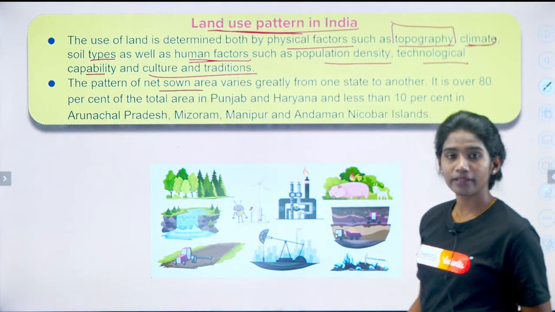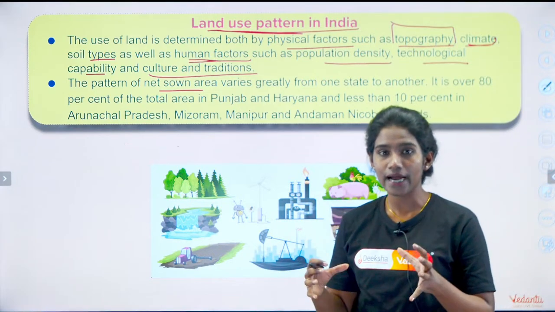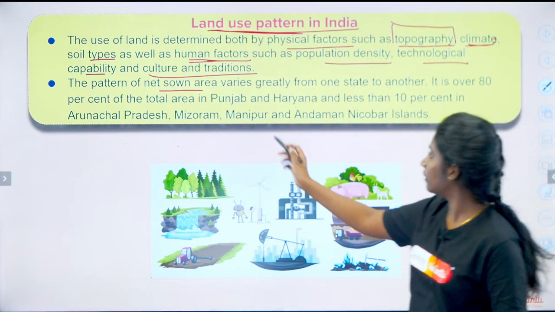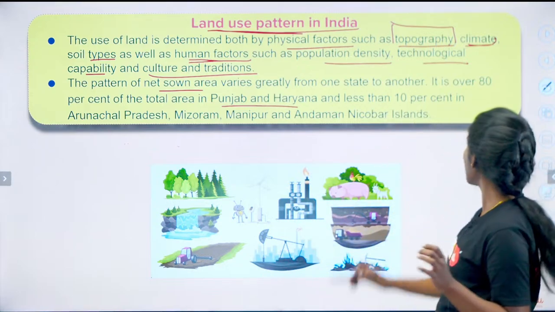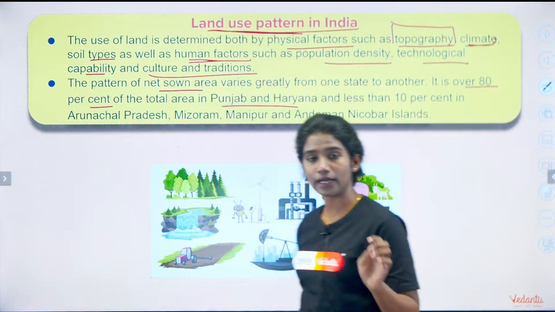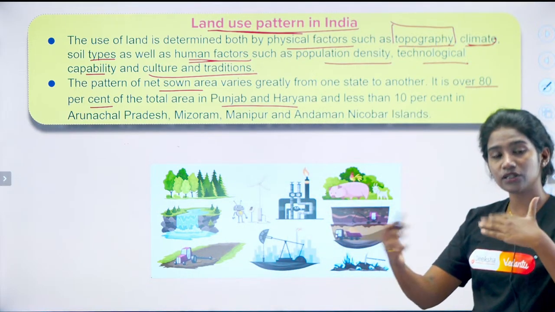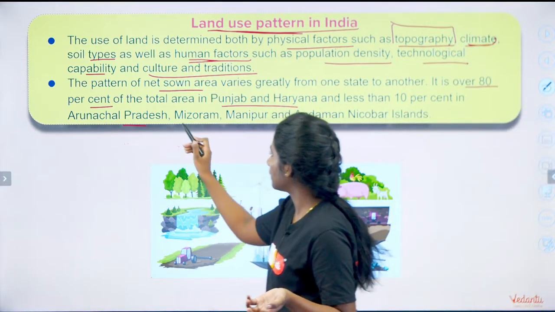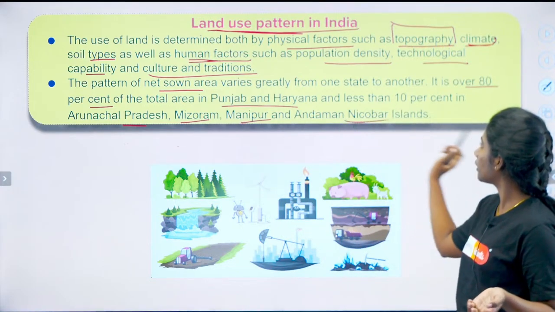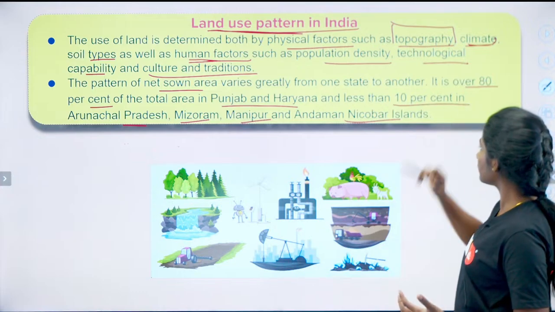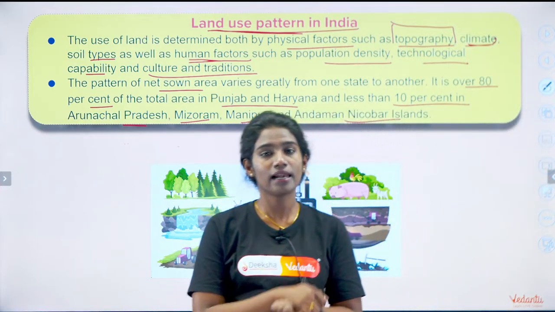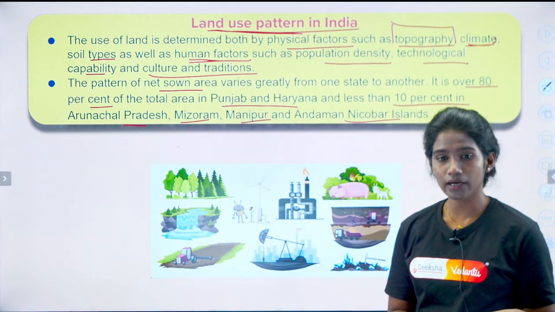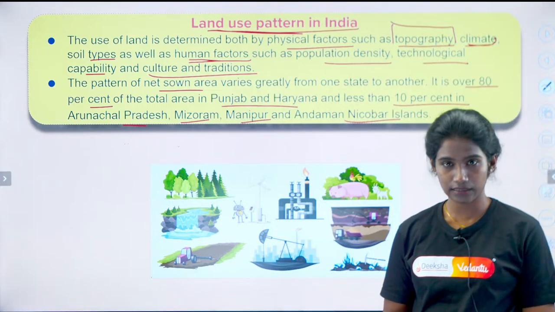When they compared the net sown area of each state in our nation, they found that the net sown area in Punjab and Haryana was very high, over 80%. Whereas in the northeastern states like Arunachal Pradesh, Mizoram, Manipur and the Andaman and Nicobar Islands, it was less than 10%, which means the land utilized for cultivation is very less there.